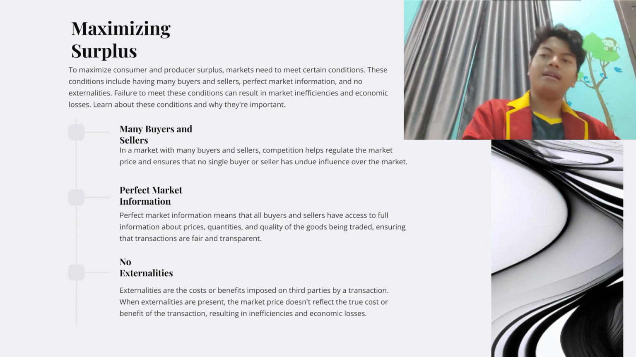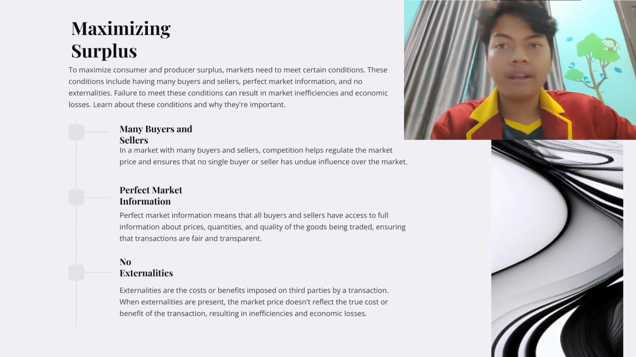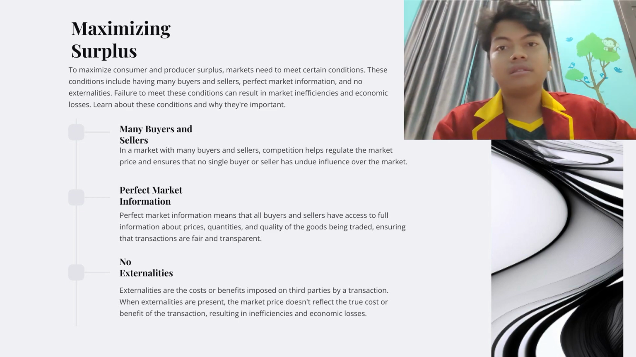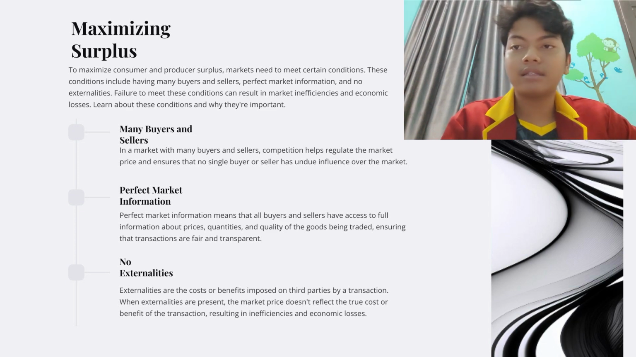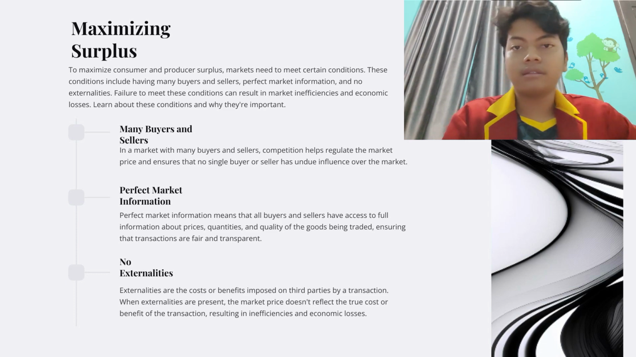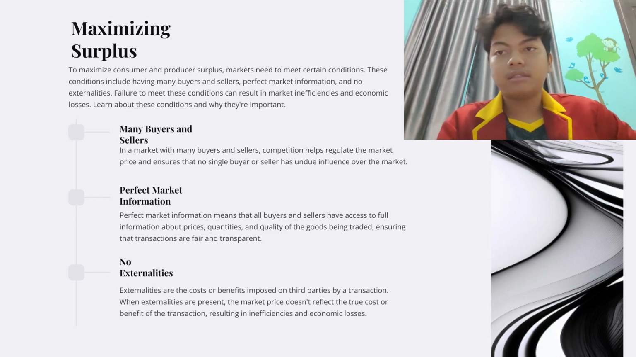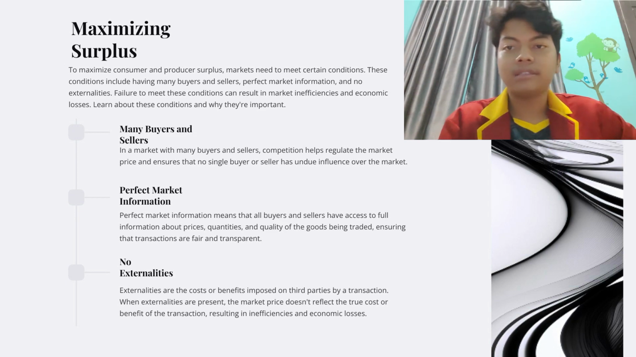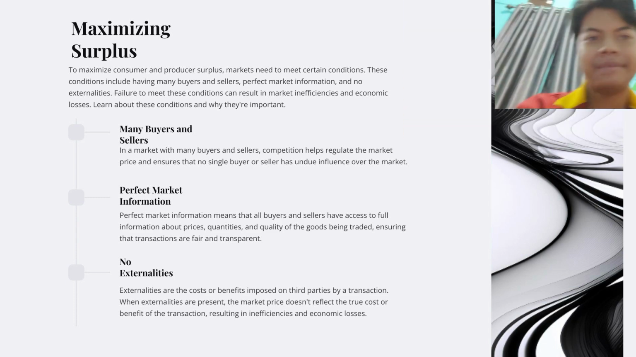And 3. No externalities. Externalities are the costs or benefits imposed on third parties by a transaction. When externalities are present, the market price doesn't reflect the true cost or benefit of the transaction, resulting in inefficiency and economic losses. Real world example.